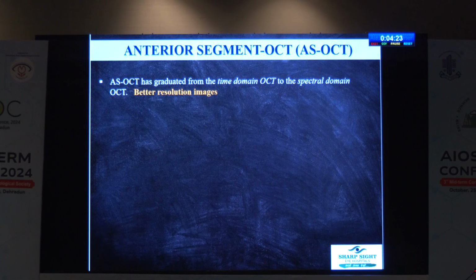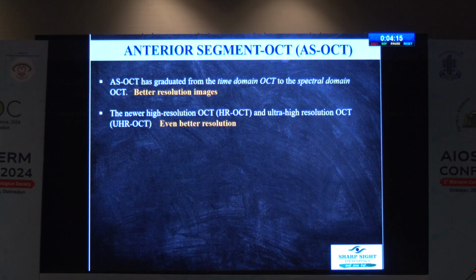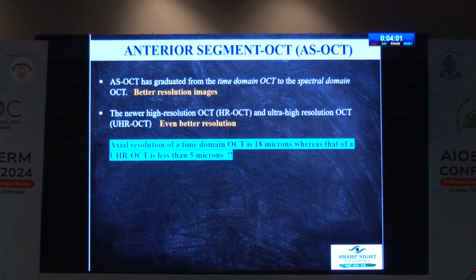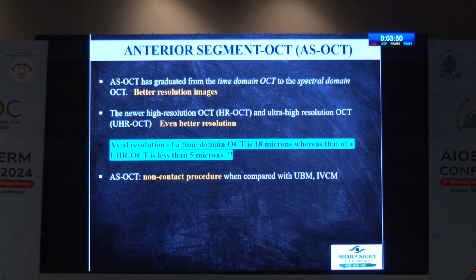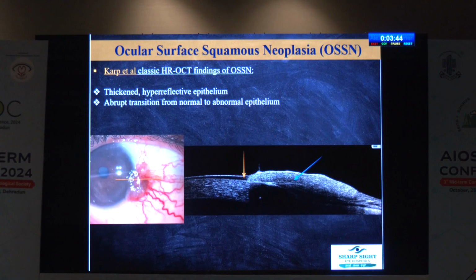Anterior segment OCT has evolved from a time domain OCT to a spectral domain OCT. When I was in my JRship, we mostly had time domain OCTs, and now everywhere we have much better generations of OCT. This led to better resolution of images, which was very important for imaging surface tumors. With newer generation OCTs, the resolution is even better. Just to give you perspective, the axial resolution of a time domain OCT is just 18 microns, whereas that of an ultra high resolution OCT is 5 microns. That makes a lot of difference. Also, these are non-contact procedures compared to the others, so they are very patient friendly.